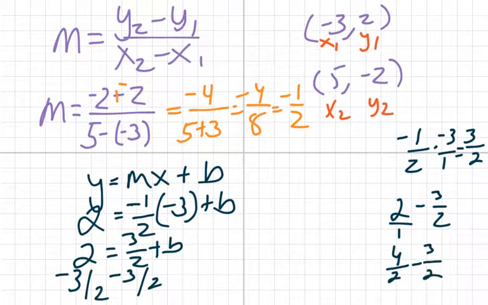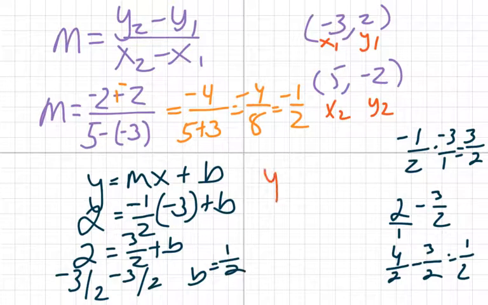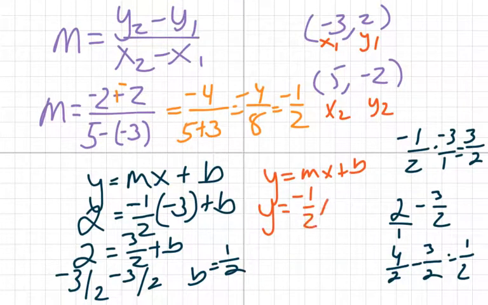Just give yourself a chance to think that through, like 4 over 2. Is that the same as 2? Yes. And then 4 minus 3 is just 1. And so b is equal to 1/2. And then, of course, we need to write the final equation. So y is equal to negative 1/2 x plus 1/2.